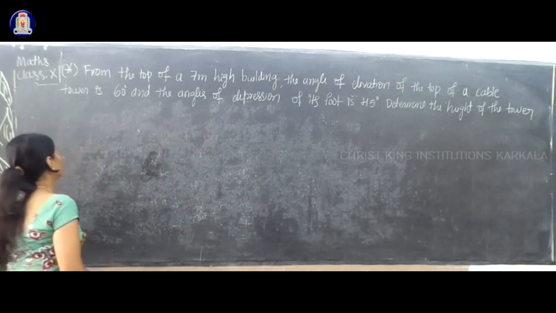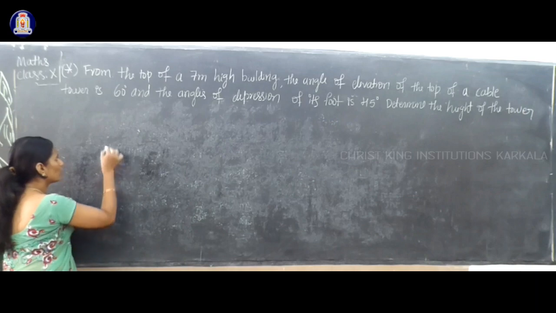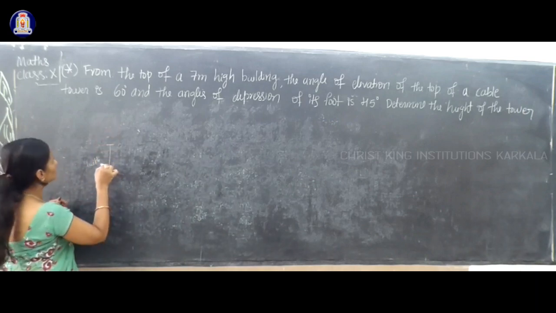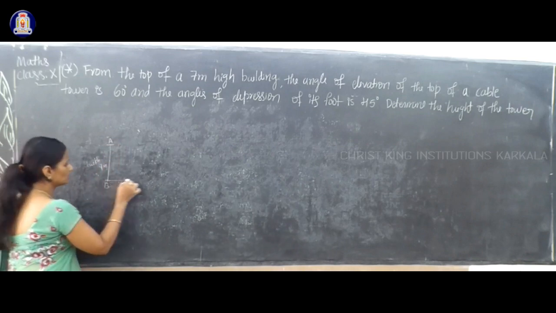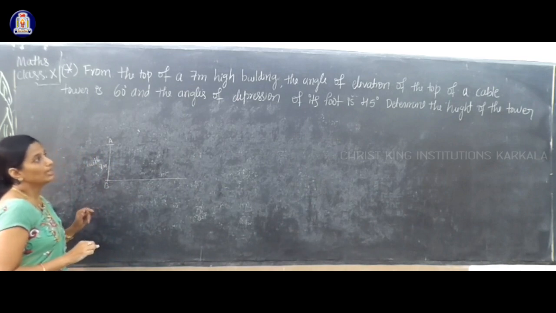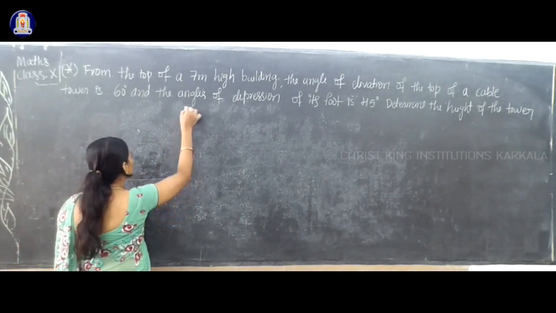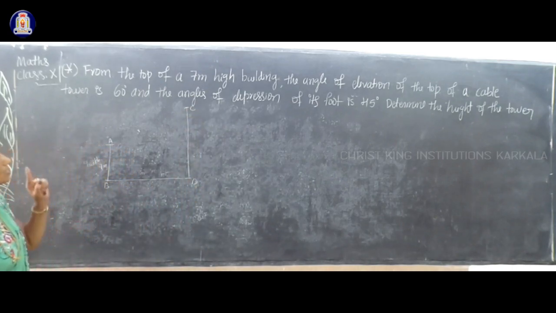So there are two objects. I am drawing the figure first. One is the building, of height 7 meter. Let AB be the building, standing on the ground. And there is one cable tower, this is your cable tower, which is CD. So what is given?